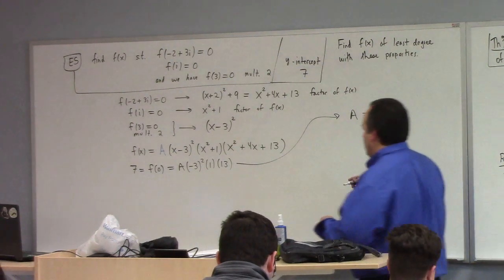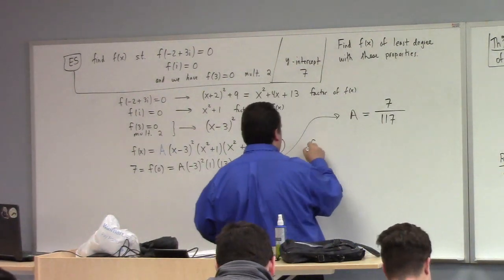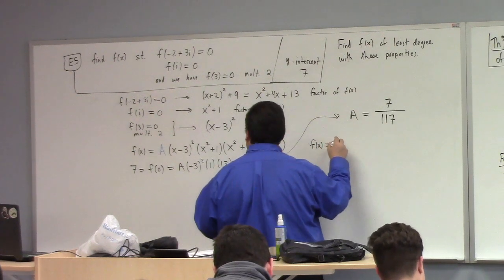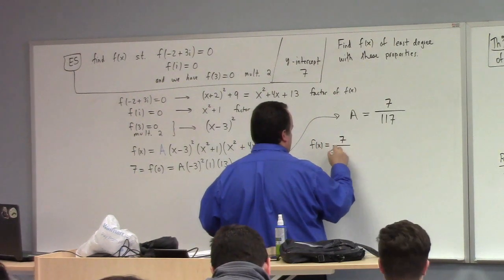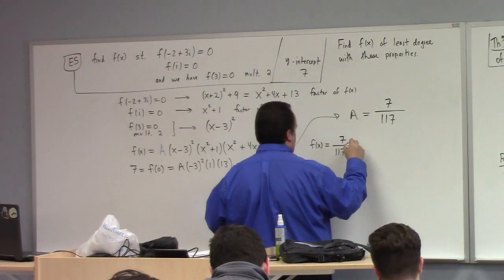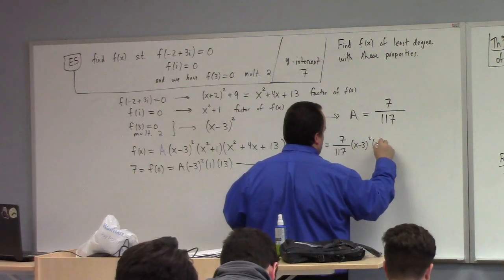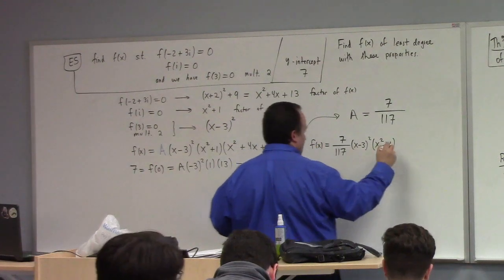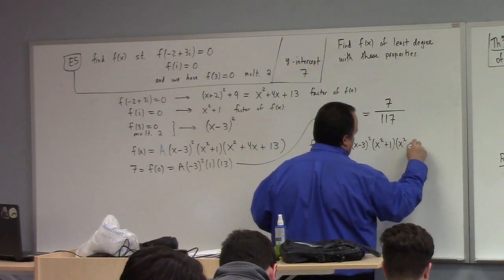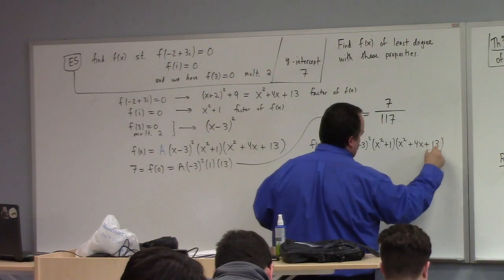Okay, so the answer for this one is a equals 7 over 117, so f of x is 7 over 117 times x minus 3 squared times x squared plus 1 times x squared plus 4x plus 13.